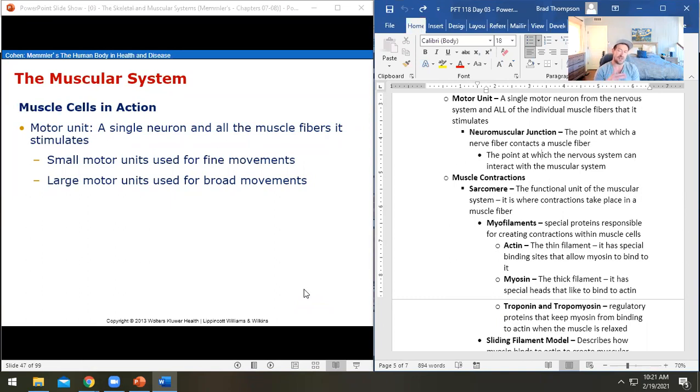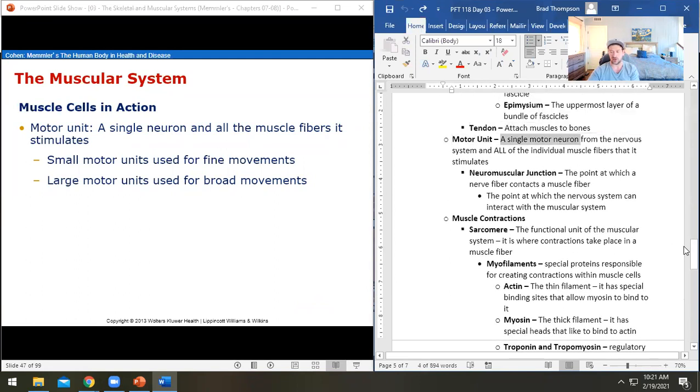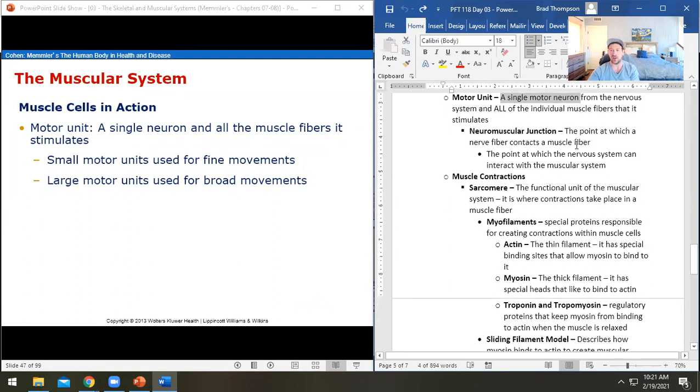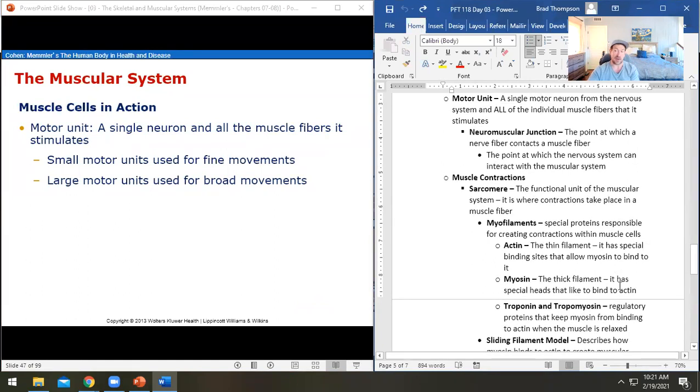This is where your muscular system and your nervous system work very intimately together. So what a motor unit is, and I don't want to say this is the most important term of the day, but I'd say this is a really big one to remember. A motor unit is a single motor neuron, okay? That's the type of neuron that causes contractions. It's the type of neuron that interacts with your muscular system. So it's a motor neuron from the nervous system and all of the muscle fibers that it stimulates.